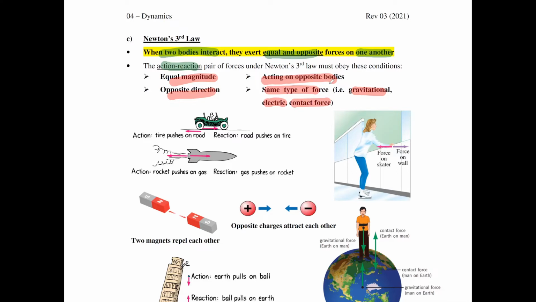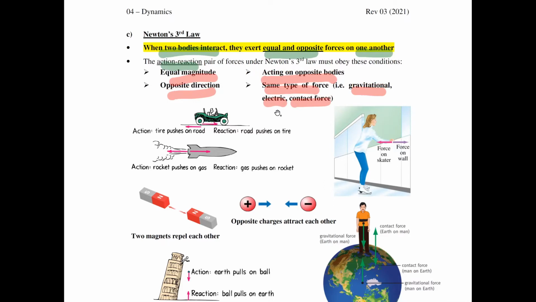So to illustrate what we mean by that, there are some diagrams here that show you examples of Newton's third law. As I say, you have a car that's on the road, the car is moving. What will happen is that as your car wheel turns, the tire pushes on the road, and in return, the road pushes back on the tire. So therefore, you have this pair of forces.